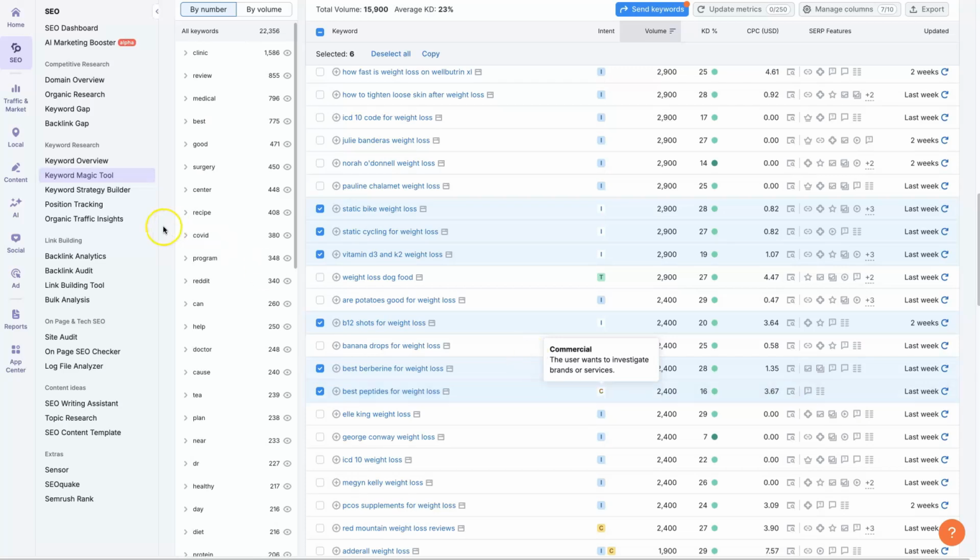So that is the power of the Keyword Magic Tool. I hope you did find this simple tutorial helpful. If there's anything you did have questions about, don't hesitate to reach out. Just drop your questions in the comment section down below, and I'll be sure to get back to them there.